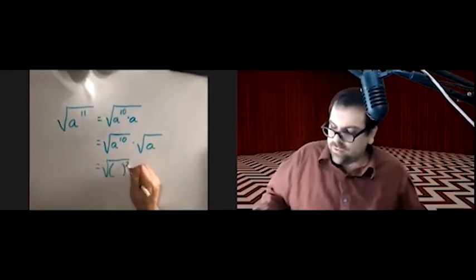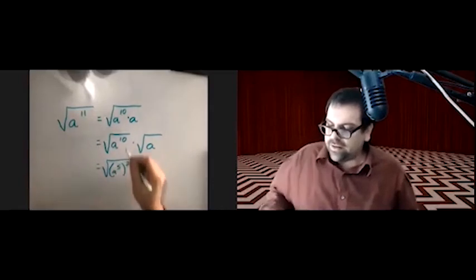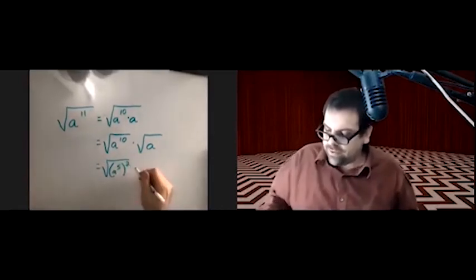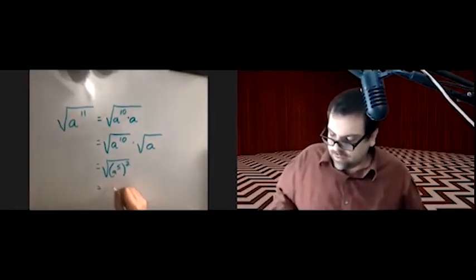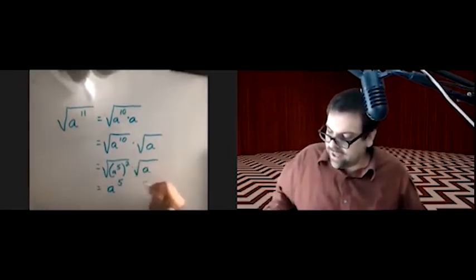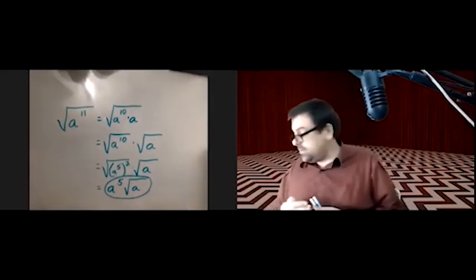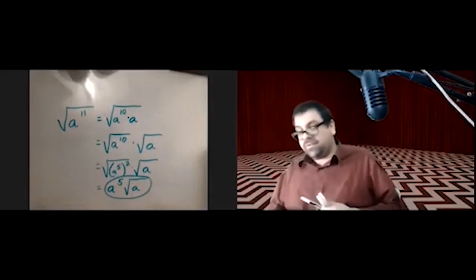Since a square root and a square cancel, we rewrite a to the 10th as a to the 5th squared. Leaves us with a to the 5th, and then we can't do anything with the square root of a. A to the 5th radical a.